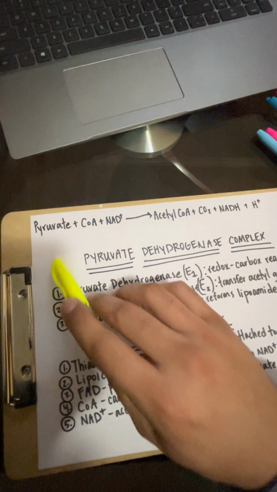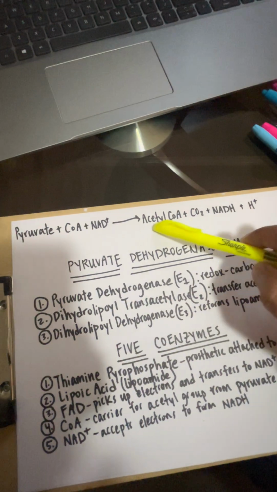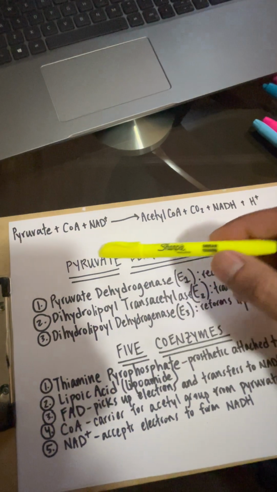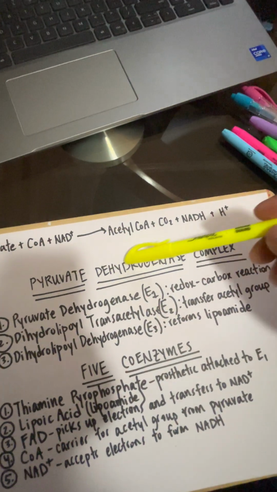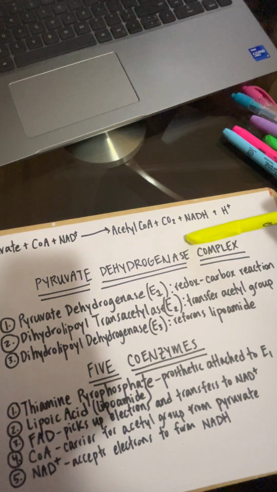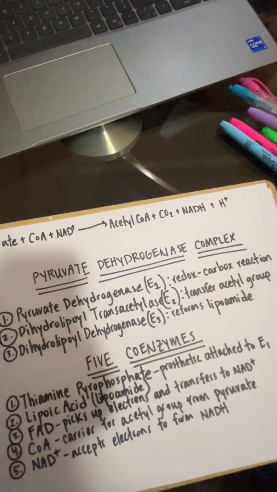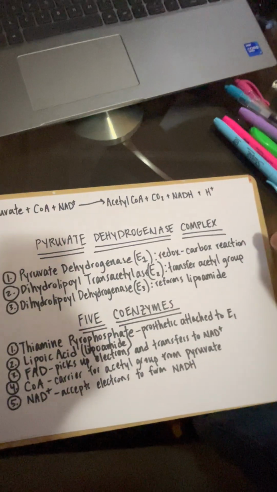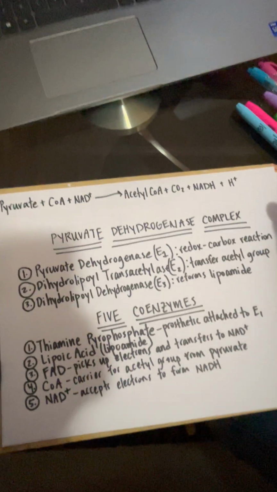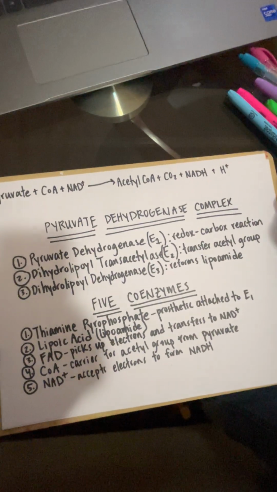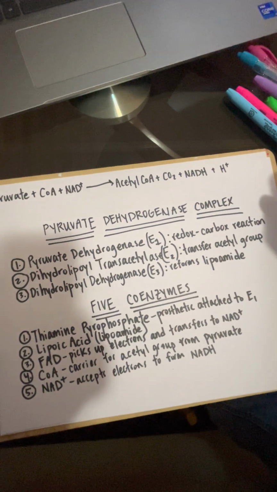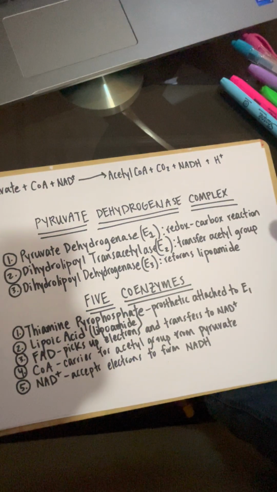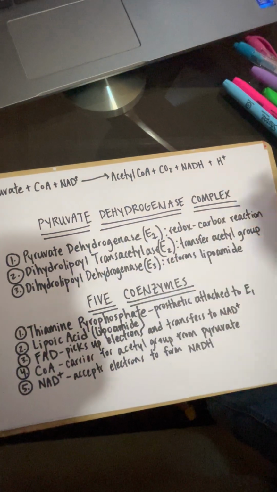So as you can see up here, I wrote out this equation to sum it all up. Pyruvate with the combination of some coenzymes will eventually yield acetyl-CoA and byproducts including carbon dioxide and NADH. So the complex itself is made up of three enzymes: pyruvate dehydrogenase, dihydrolipoyl transacetylase, and dihydrolipoyl dehydrogenase. These can also be referred to as E1, E2, and E3.